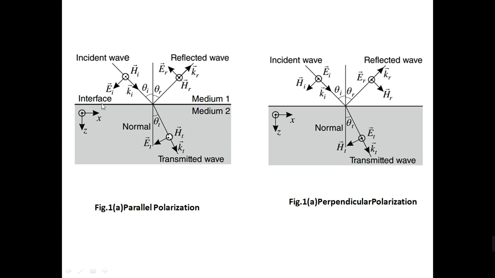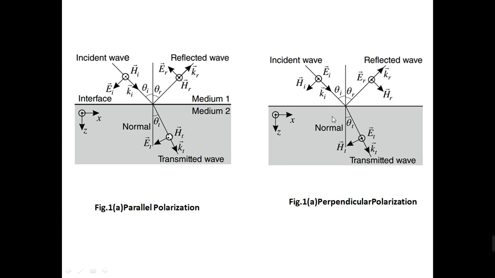This is the boundary or the interface, and this is a normal vector which is normal to the boundary. So this is the plane of incidence, which consists of the incident wave and the unit normal vector. When the electric field vector of the incident wave is tangential or parallel to the plane of incidence, it is said to be parallel polarization.